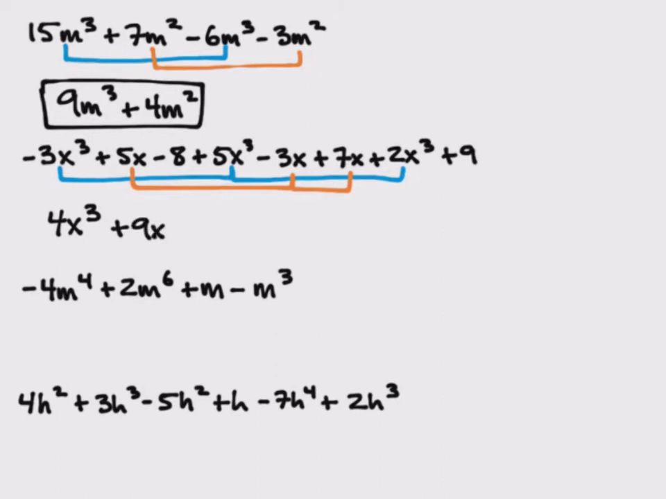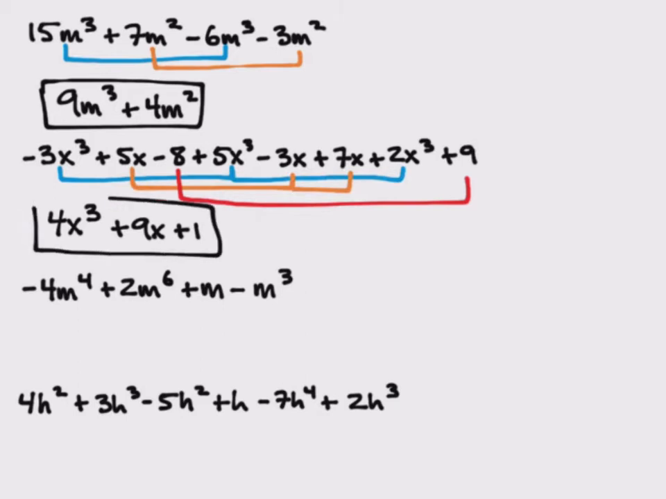And then all we should have left are our degree 0 terms. So I see a negative 8, and I see a positive 9. Those add up to 1. And so this right here is the simplified version of that polynomial after collecting like terms.